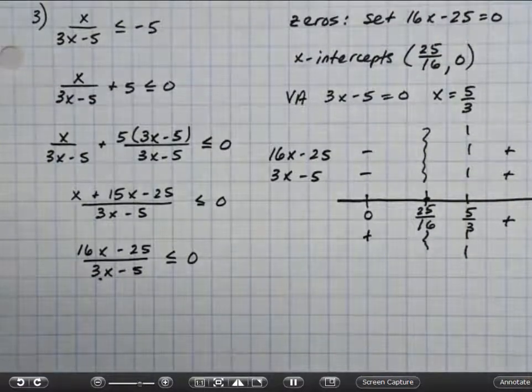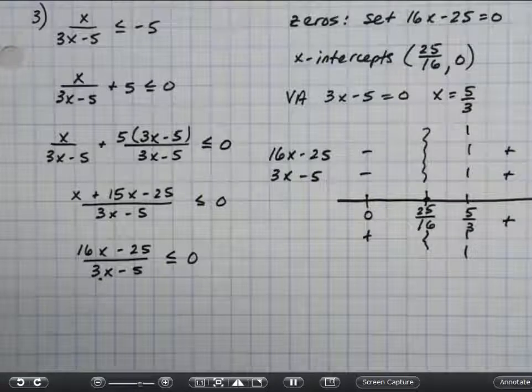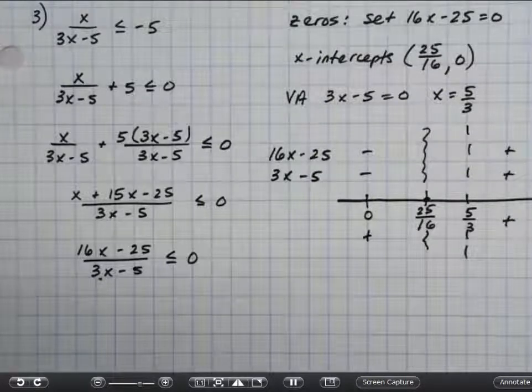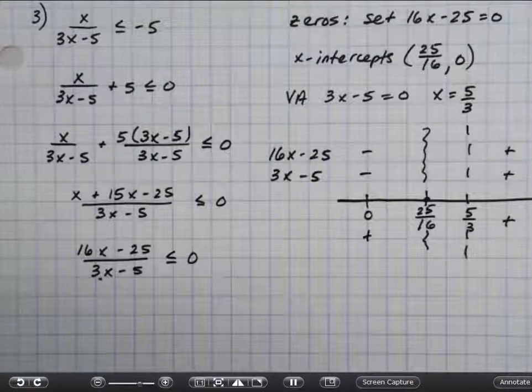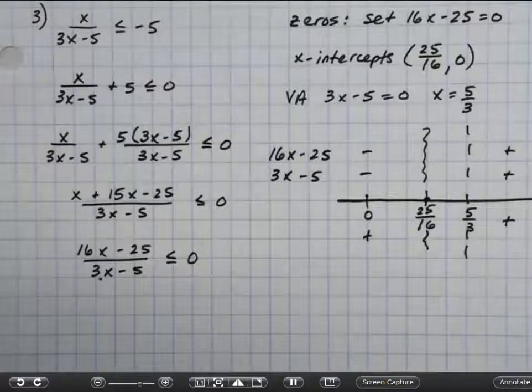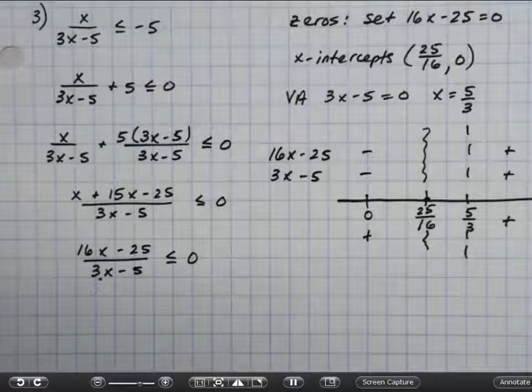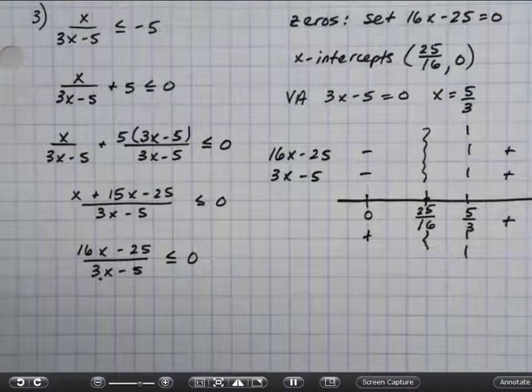I have to pick a number between 25/16 and 5/3. I found a common denominator, 48. Multiply 16 by 3, I need to multiply 25 by 3. So here's my equivalent fraction. 3 times 16, 5 times 16. Again, equivalent fraction. So a number between 75 and 80 would be, we'll pick 77.